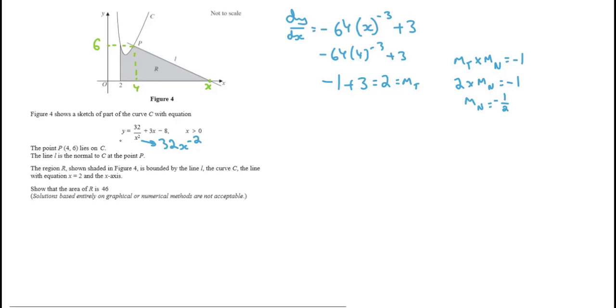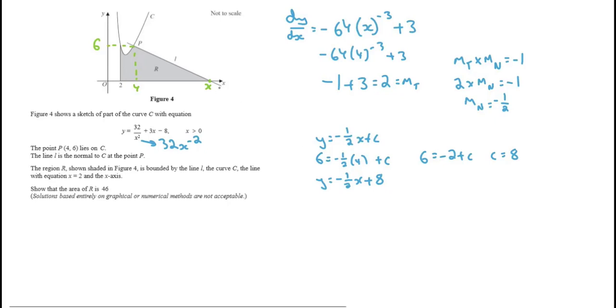Because we have this gradient and we have the x and y coordinates of P, we can now create the equation of a straight line. So we can say that y equals minus a half x plus c, and 6 equals minus a half 4 plus c. So minus a half times 4 is minus 2. So 6 equals minus 2 plus c. So c is going to equal 8. So we have y equals minus a half x plus 8.